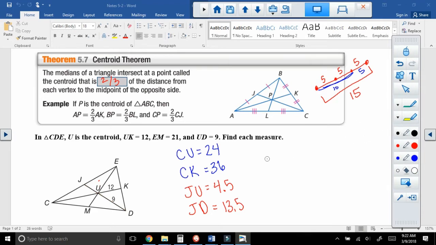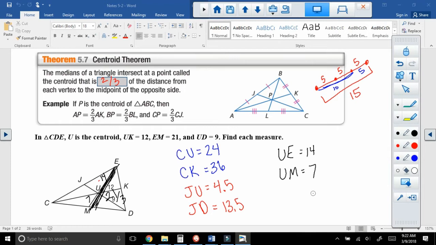And then for this last part, it says EM, meaning this whole thing is 21. So if the whole thing is 21, I'm not dividing it in half now. Now I need to divide it into equal thirds. So dividing 21 by 3, I have 7. The 1/3 part is 7, and the 2/3 part is going to be 14. So I would know that UE is 14 and UM is 7.